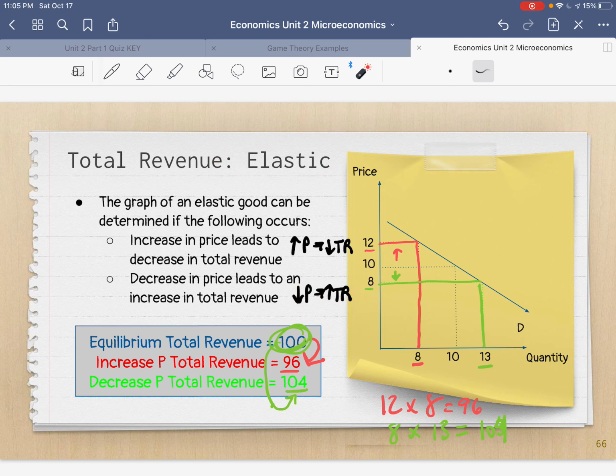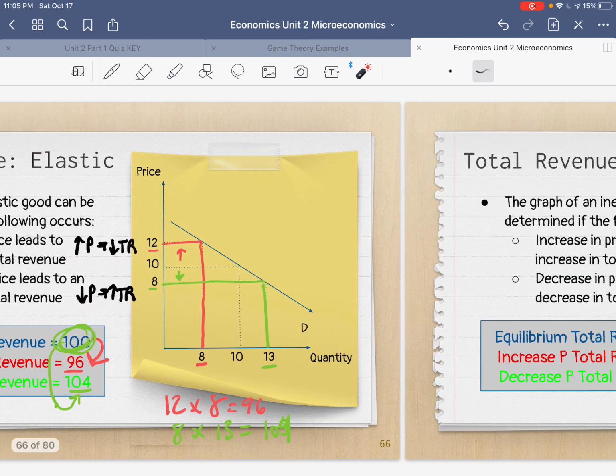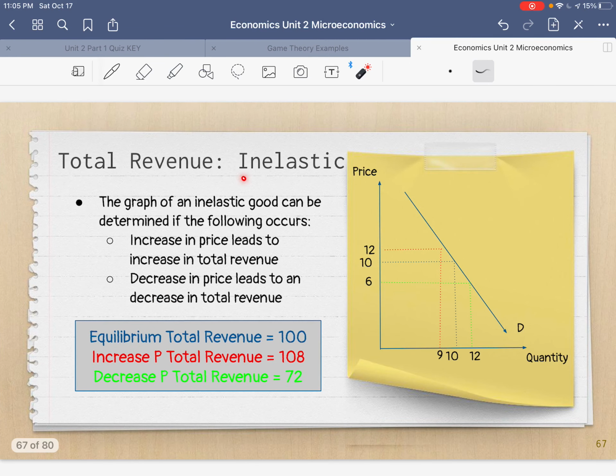Okay, so on your practice problems, you're going to see I give you equilibrium, and then I give you a new one, and I always say assume that equilibrium is 10 times 10, just so the math is really easy. You have to see what happens to total revenue when you increase or decrease the price, and that will determine if it's elastic. And if the opposite happens, it's inelastic. We have to buy it no matter what. That's what inelastic means, okay?